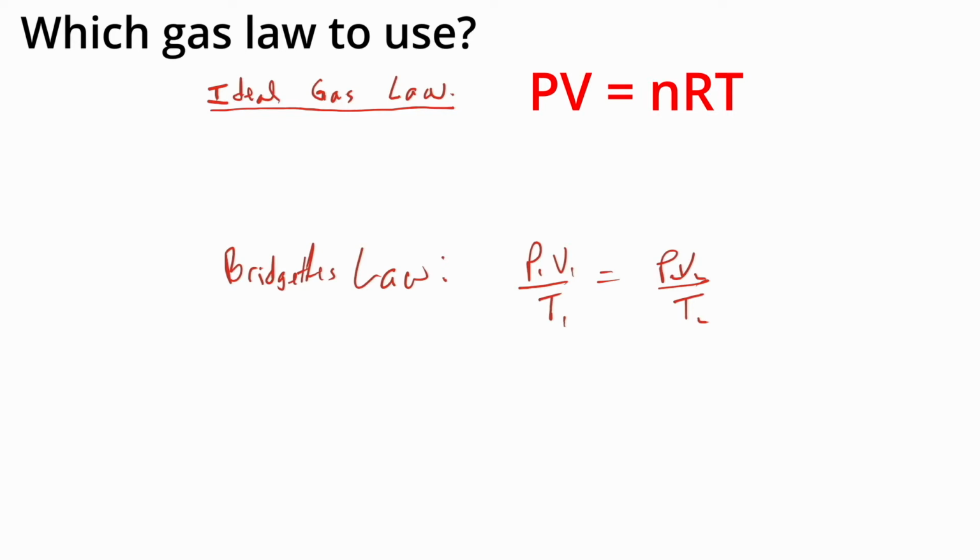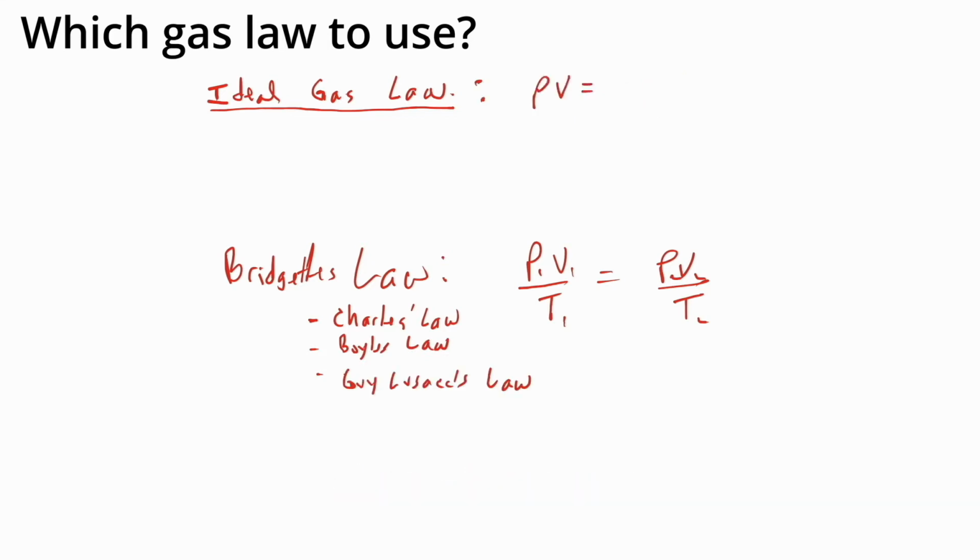So she's like, you know what? I'm going to make up my own acronym here. Instead of pressure times volume over temperature, I'm going to say Pauli's verdes over tennis equals Pauli's verdes over tennis. So the combined gas law, better known as Bridget's law, has built into it Charles' law, it has Boyle's law, and it has Guy, whatever his name is, Lussac's law. The ideal gas law is PV equals NRT.